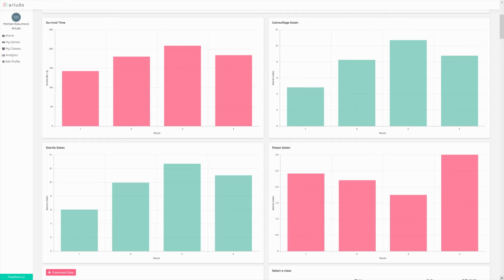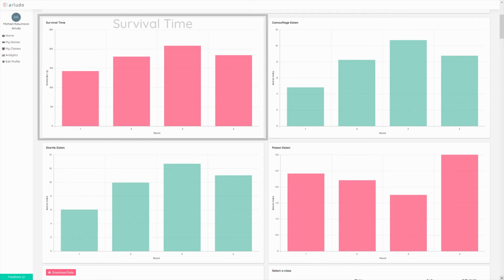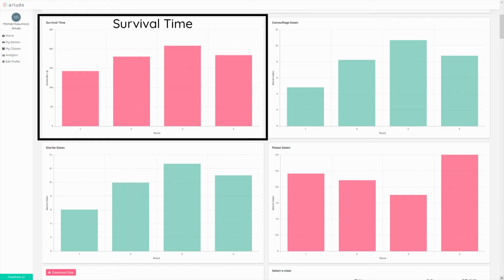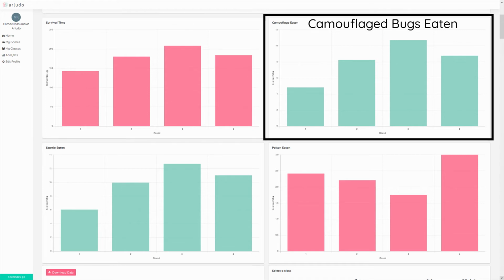These are the sorts of data that you collect so quickly. So up here, there is going to be your survival time. And you can see that survival time kind of increased as we went along. So you can see that on average, players got better as the game progressed. Players got better because if you take a look at that second graph, the camouflage graph, you can see that as you got better, you started getting better at finding all those camouflage bugs.